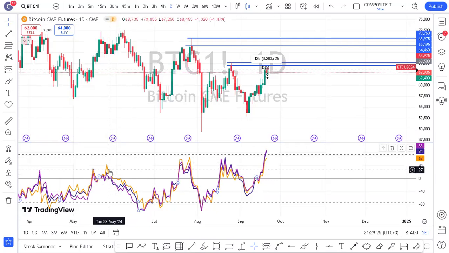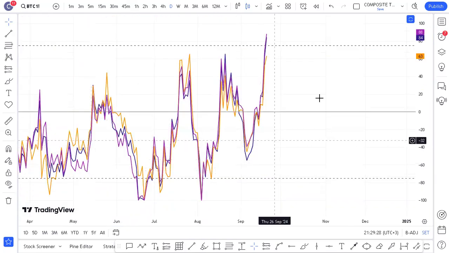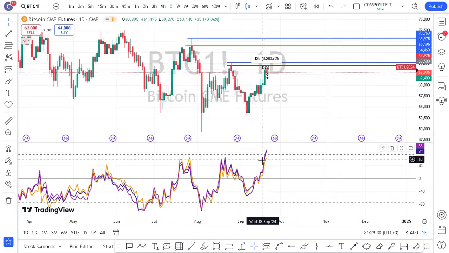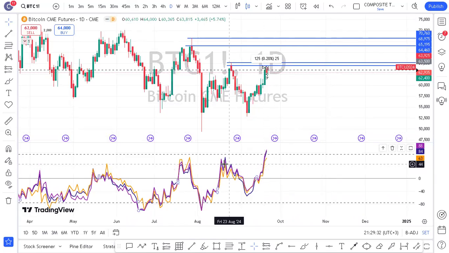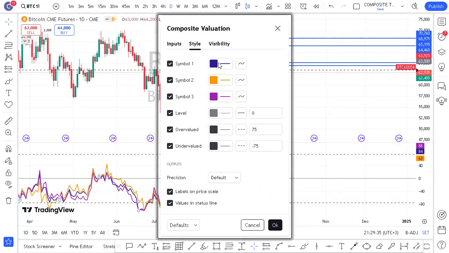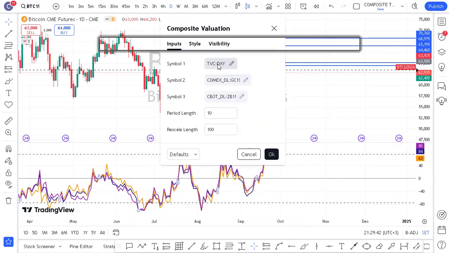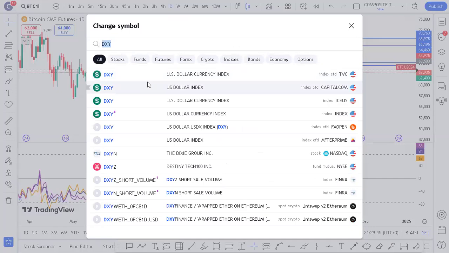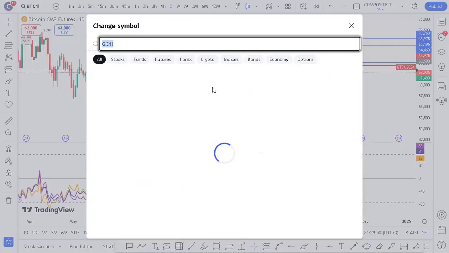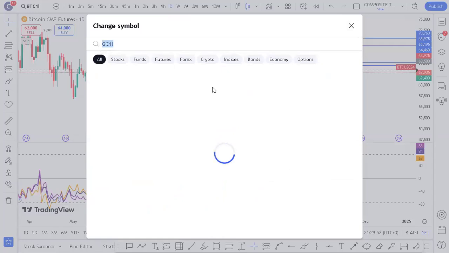Let me double click, I'll show you what we have here. Just a minute, sorry. Let me click on this one here. You can see symbol one is blue, symbol two is gold, symbol three is purple. When I click on symbol one, it's just DXY, the dollar index. I don't have to go back and start looking at the dollar index. Symbol two is gold futures. Remember the price of gold affects other things, so you need to understand the price of gold. We have to look at the gold futures.